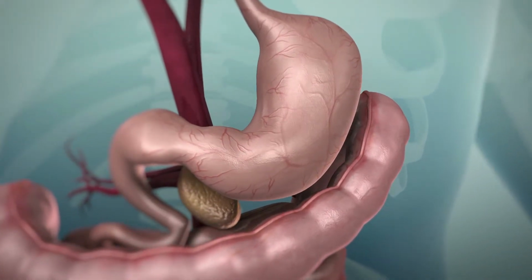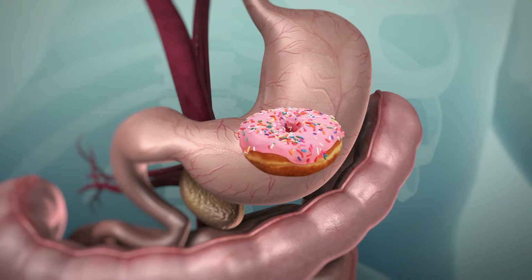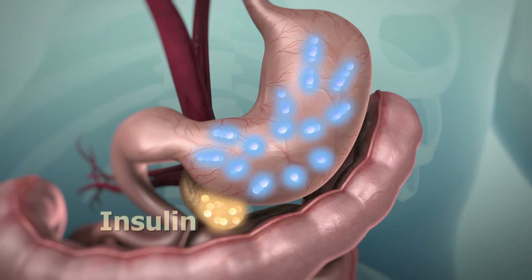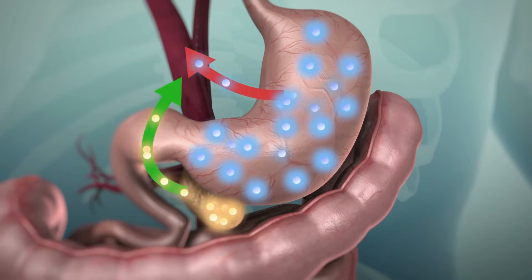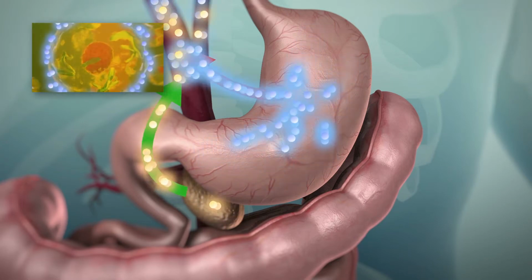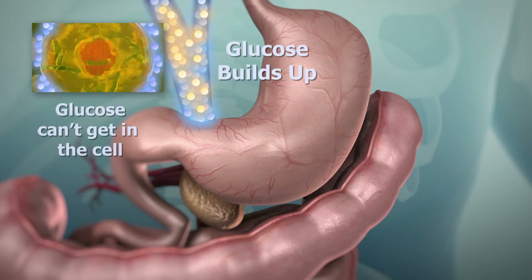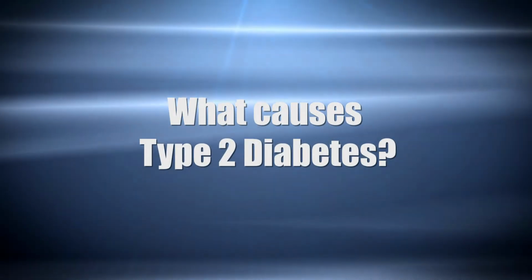This is what happens inside the body. First, the stomach changes food into glucose. Second, glucose enters the bloodstream. Third step is the pancreas makes insulin. Then the insulin enters the bloodstream. The glucose cannot get into the cells or the body, so the glucose starts to build up in the blood vessels.